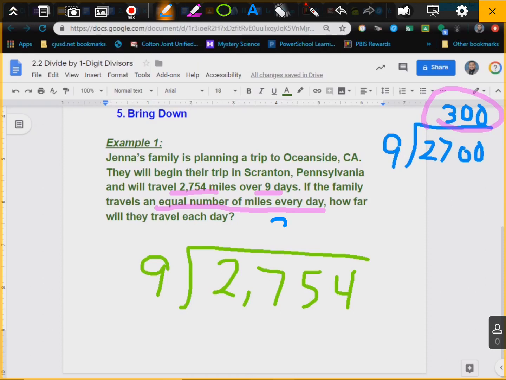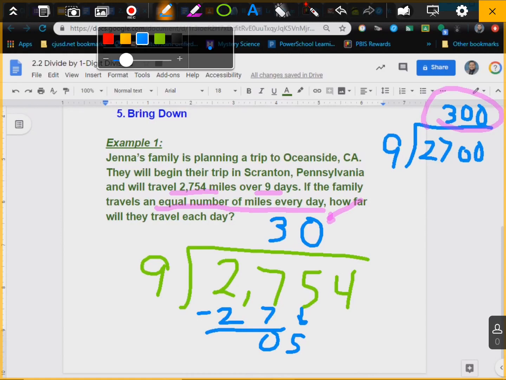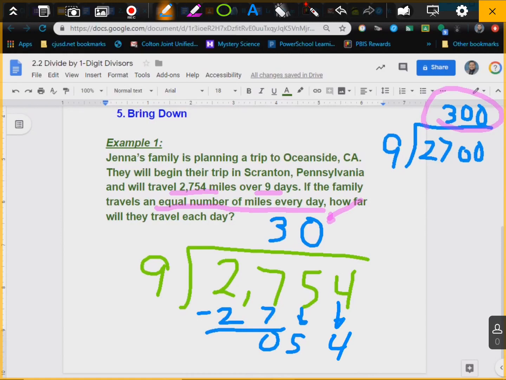9 goes into 27, or 9 doesn't go into 2, but it goes into 27 3 times. 27 minus 27 is 0. Bring down the 5. 9 does not go into 5, so we need to put a 0 up here. And this is very important. We put this 0 as a filler, saying that 9 goes into 5 0 times. And now we bring down another number. We bring down the 4. And 9 goes into 54 6 times.